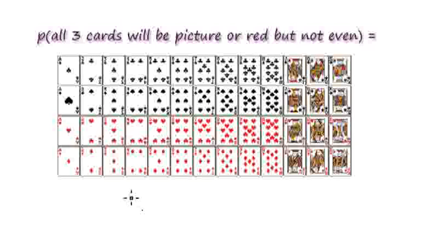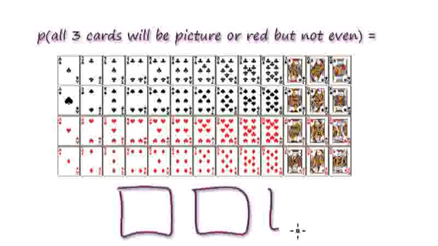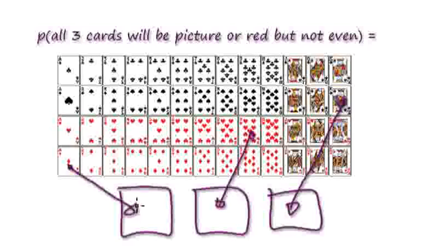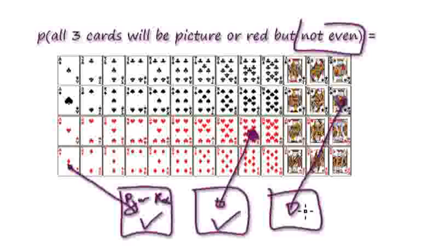So let me give you another example. We're going to pick out 3 cards. Let's pick out a king here, let's pick out a 9 here, and let's pick out an ace here. So this ace, well, the first part we require is picture card or red. This ace is not a picture card, but it is a red card. And the second part is not even. Well, it's not an even, so that's a good outcome. This 9 is not a picture card, but it is a red card, and it's also not an even number because 9 is not even. So this would be good.